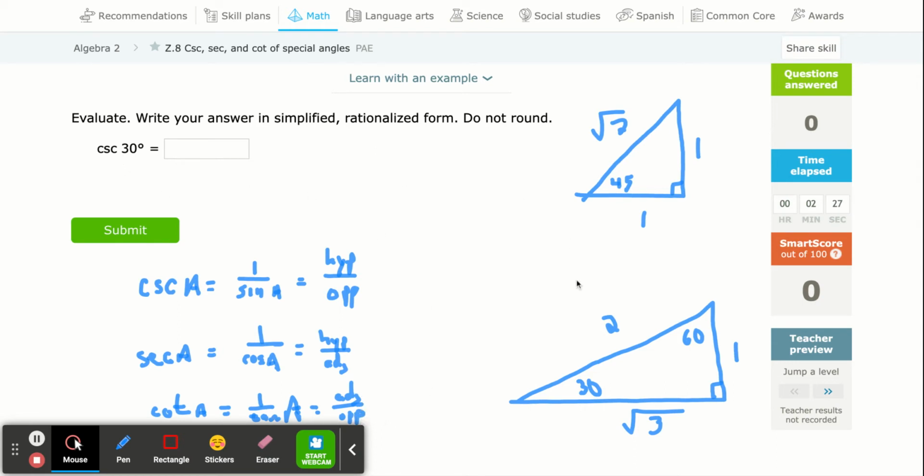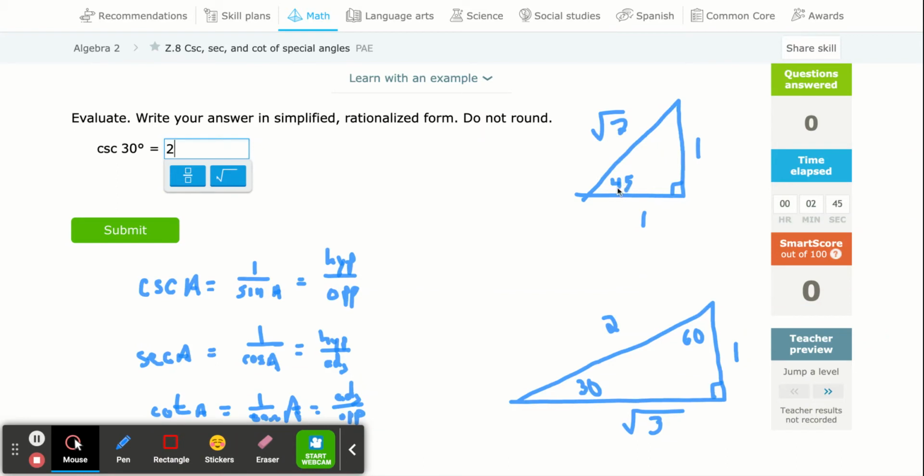And then 30 degrees. Have these two special right triangles written down. 30 degrees. We're doing cosecant. So I always start with the sine and flip it, but the sine is 1 over 2, or opposite over hypotenuse, but the cosecant's hypotenuse over opposite, so it's just going to be 2.